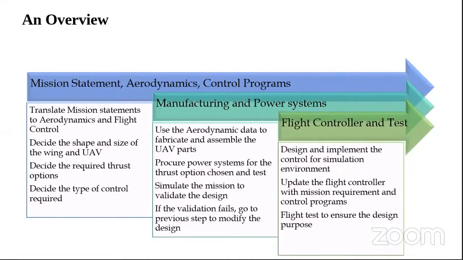You design the control system, and then you implement it. You test it on the ground, you test it in flight, and you test it under various conditions. Once everything is ready, your UAV is ready for implementation. If it is not coming within the mission statement or within your understanding of what it should achieve, it is better to go back, modify the mission statement, or modify the design. So this ensures the complete design process.